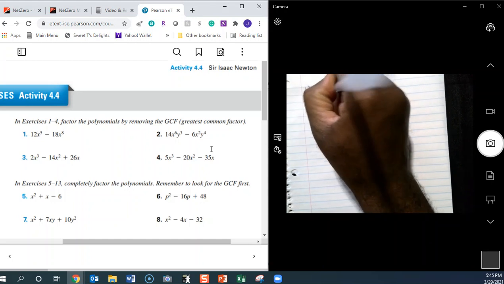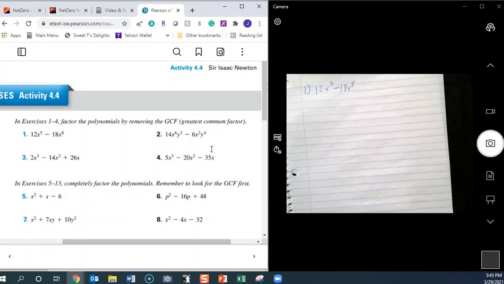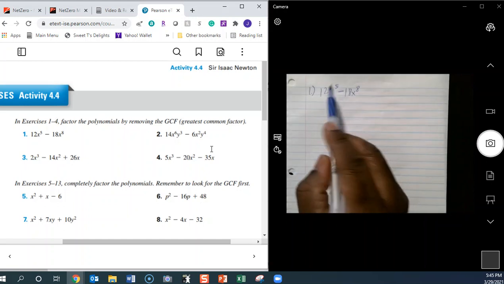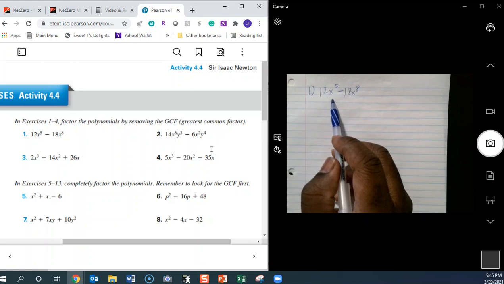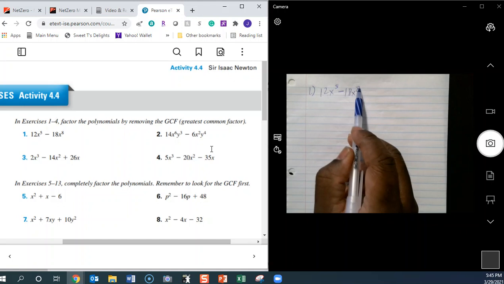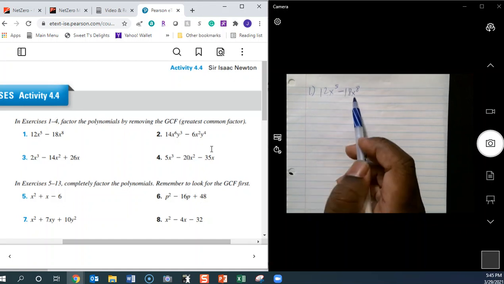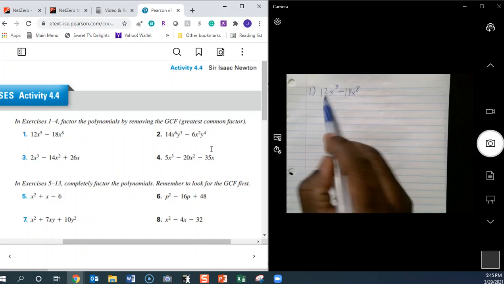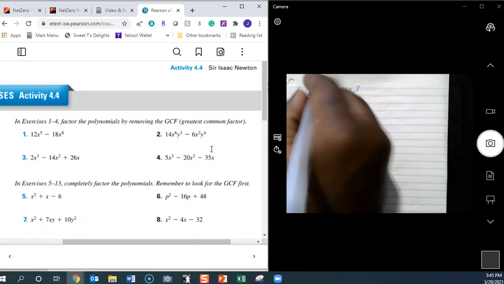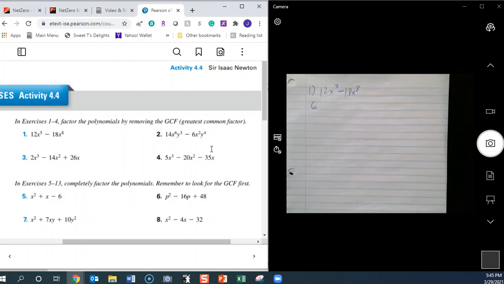We have 12x to the 5th minus 18x to the 8th. Okay, now we have two terms here. Now just to let you know, terms are only separated by addition or subtraction. So we have this first term, this second term. So what we're going to do is this here. First, we're going to look at the numbers in front of the variables. We're going to ask, what is the highest number that they have in common? The highest number that 12 and 18 have in common is 6. So we'll factor out a 6.